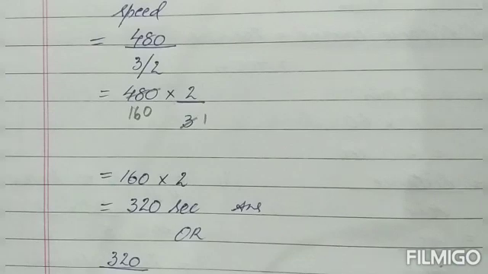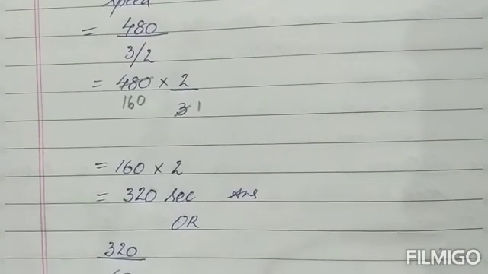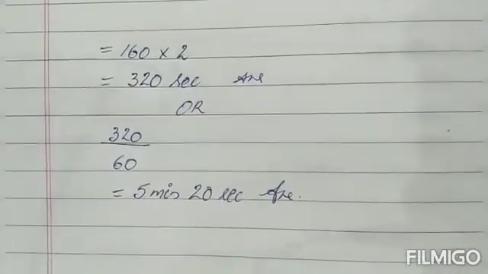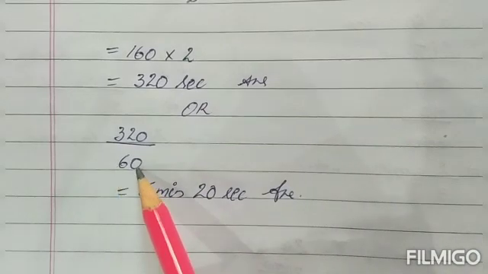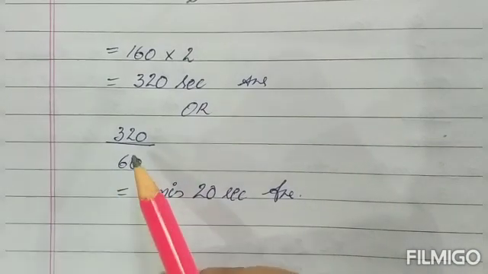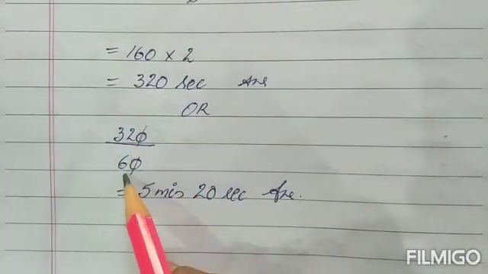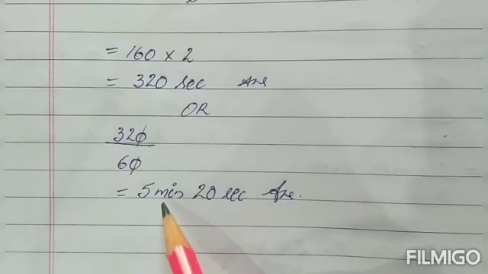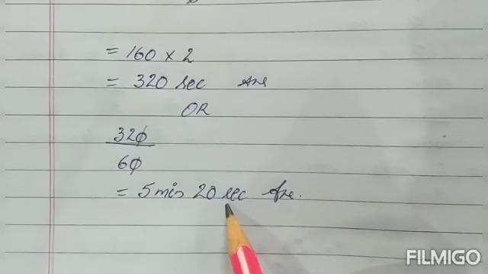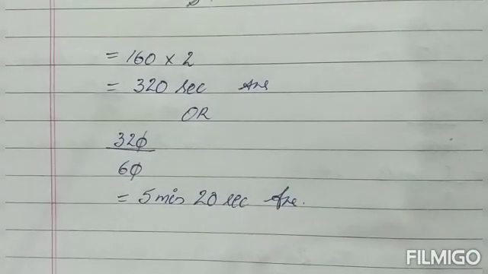Now I can leave my answer as 320 seconds also, children. I can convert it into minutes and seconds also. So in order to convert it into minutes and seconds, you have to divide it by 60. Now when you divide it by 60, I can cancel the zeros, and when you divide 32 by 6, you get 5 minutes and 20 seconds. Now this is the quotient part and this is the remainder part. So 5 minutes and 20 seconds. So with this we come to an end of exercise 17B.